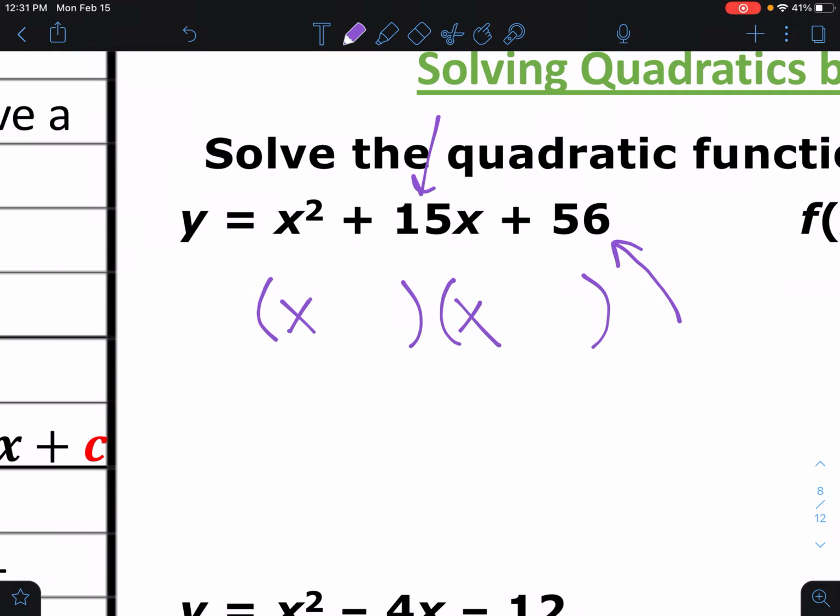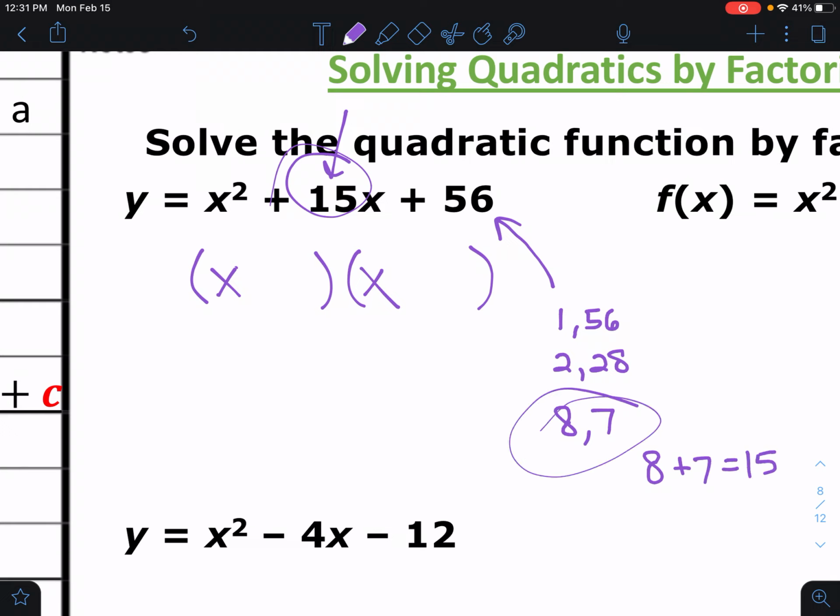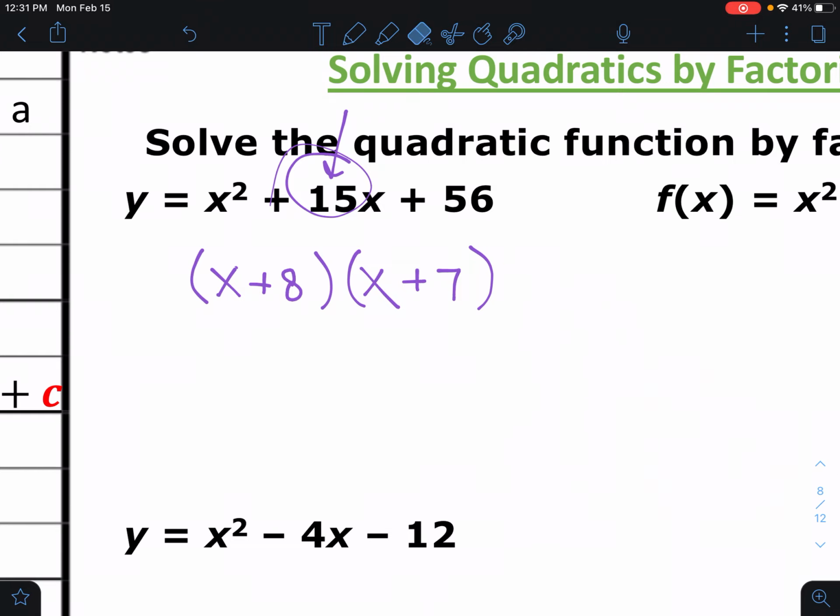Okay, so now I need two numbers that multiply to be 56. Now you're going to go through and you might write down a bunch of them, 1 and 56, 2 and 28, etc. But eventually you're going to run across 8 and 7, right? And it has to add up to 15, positive 15. Well, 8 plus 7 is 15. So these are my two roots, or two factors, that I want to use. It doesn't matter if you put the 7 first or the 8 first, as long as the signs with them are correct.